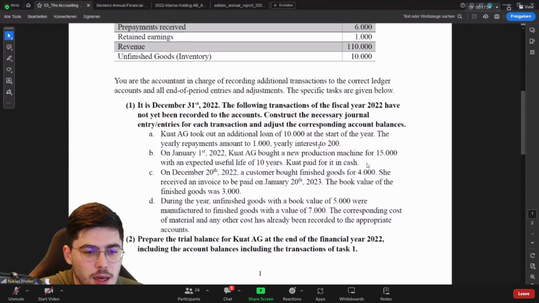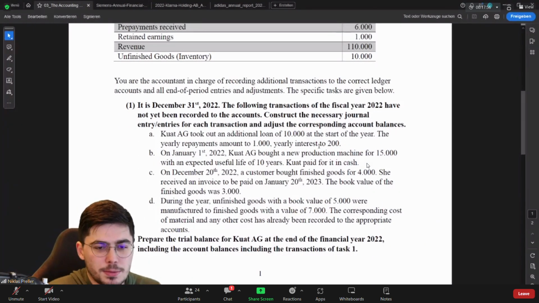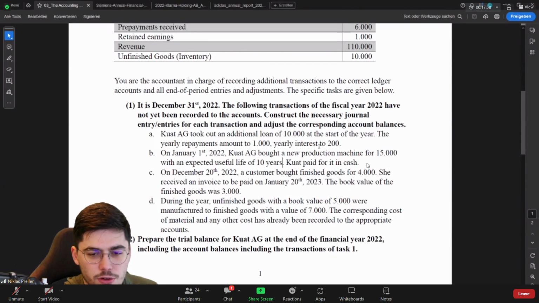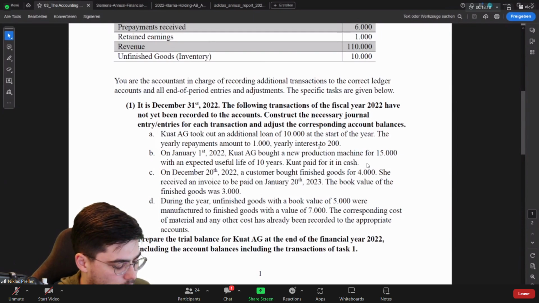Number C. On December 20th, 2022, a customer bought finished goods for 4,000. She received an invoice to be paid on January 20th, 2023. The book value of the finished goods was 3,000. So what might the accounting entries for this be?